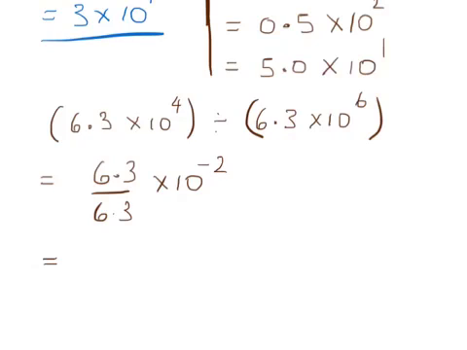And we say 6.3 divided by 6.3 is just 1. 6.3 over 6.3 is 1. So this is 1 times 10 to the minus 2. And that, of course, is a small number, but it is in standard form.